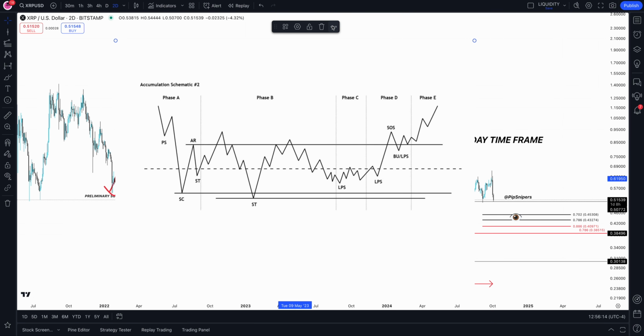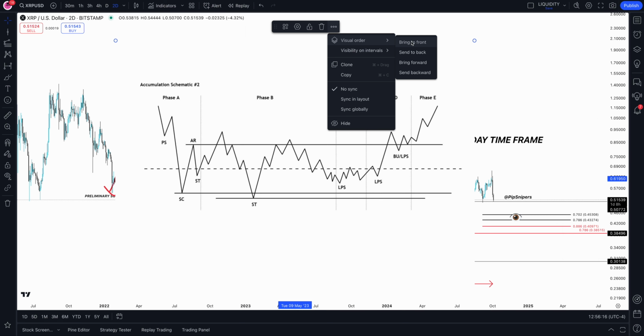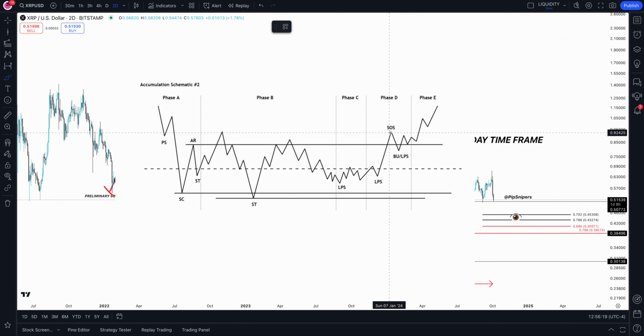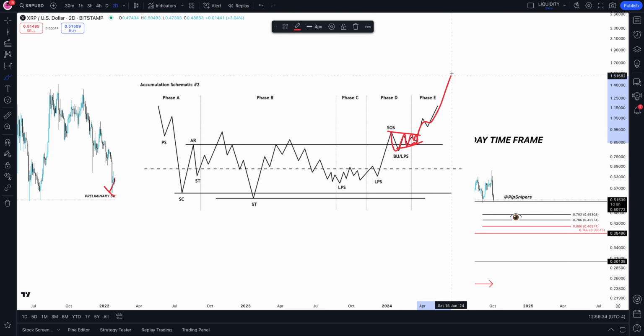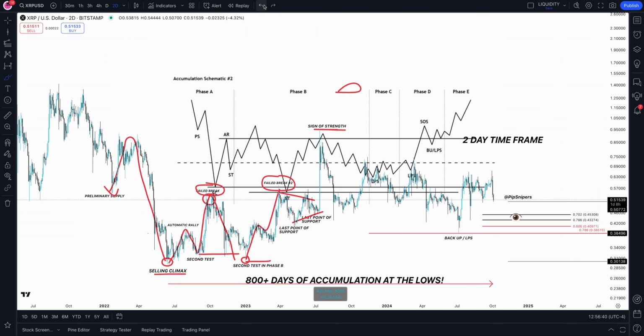You see? I'll show you guys over here. You see how we're just chopping around here? And it's just like a lot of indecision and people pulling their hair out, not knowing what's going to happen. A lot of chop, a lot of manipulation, and then boom, we go off into phase E. And it's very sudden. And this is what happens in Wyckoff accumulation.